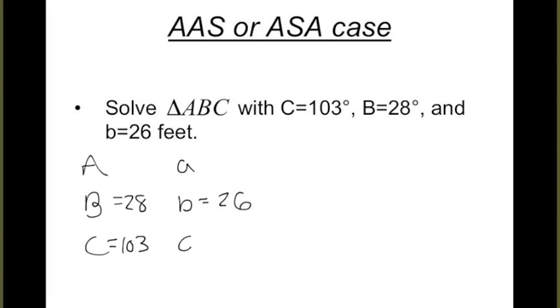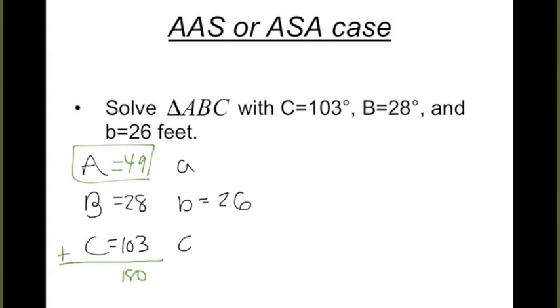If I know two angles, what do I know about the three angles of a triangle? These should all add up to 180, so I can take away what I've already used up and see how much I have left over. So 180 minus the 28 and minus the 103 leaves 49 left over for our missing angle. So if you know two angles, finding the third angle requires no trig, just knowing that the three angles of a triangle should add up to 180.